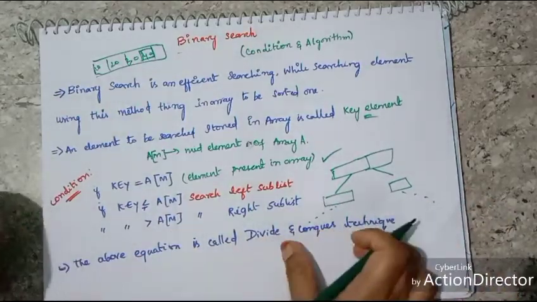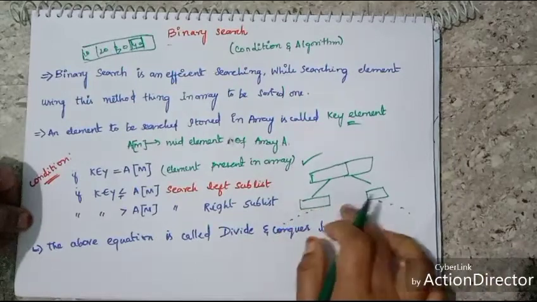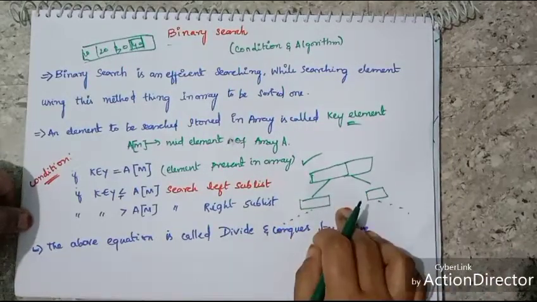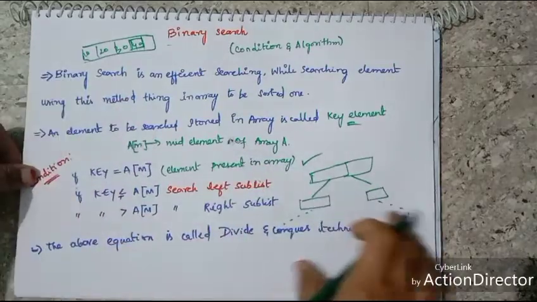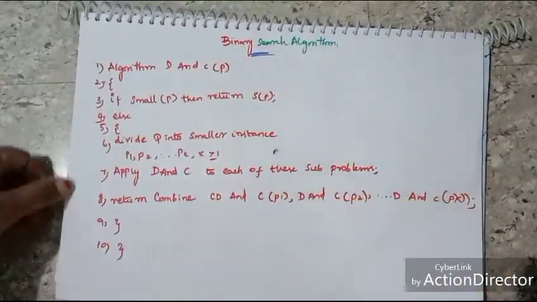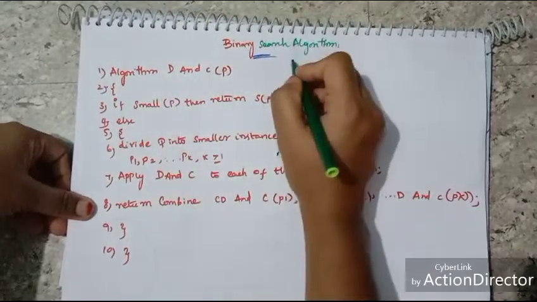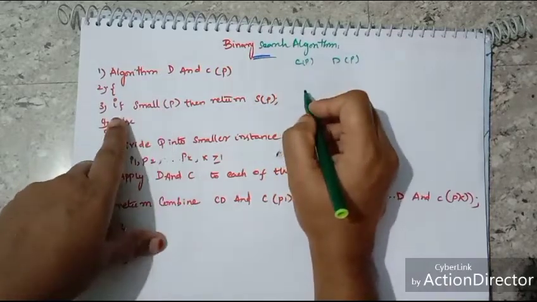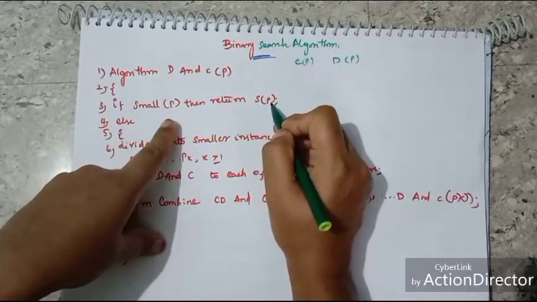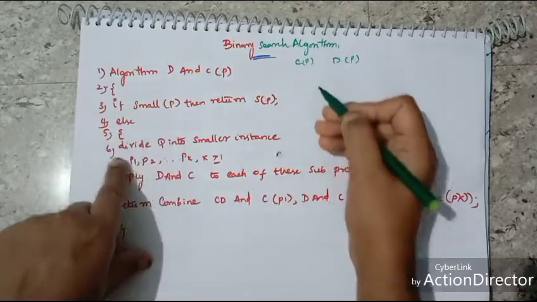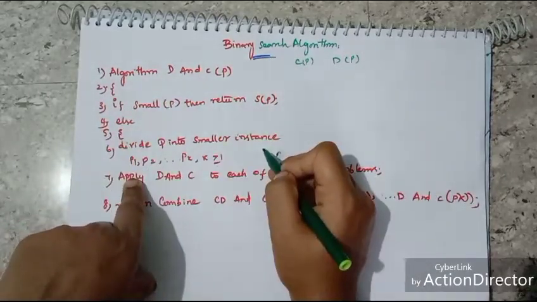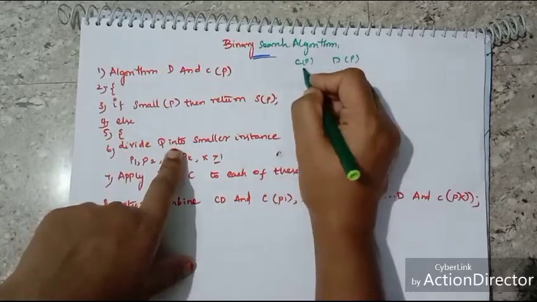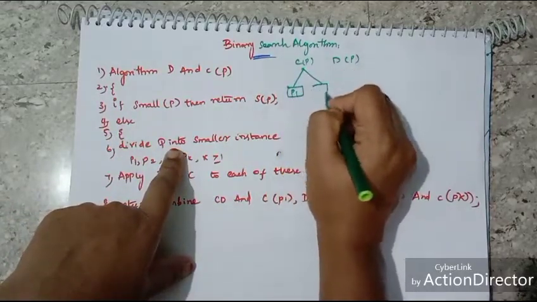The above equation follows the divide and conquer strategy, where we divide the big problem into smaller ones, then apply this technique for the binary search algorithm. And the algorithm is as follows. First, DAndC of the algorithm, DAndC of problem P. When it is small, it returns the solution, with no division of the problem. When it is large, it is divided into instances P1 and P2.